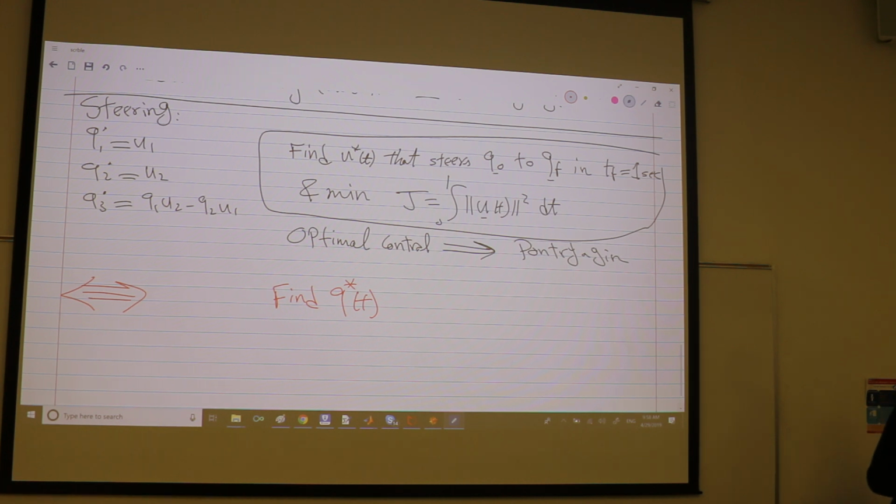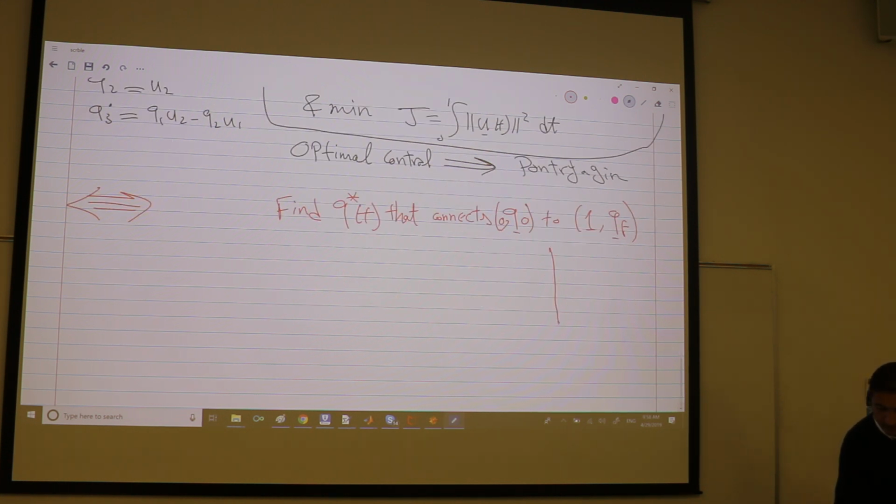Let's create an equivalent problem. So find Q star that connects the same 2 points. This is now in the QT space. So from time 0, Q naught, to time 1, Q final. So in the QT space, it looks like this. This is time, this is Q, of course it's an array. At time 0 it's Q naught, at time 1 it's Q final. And I need to connect these 2 points, please.